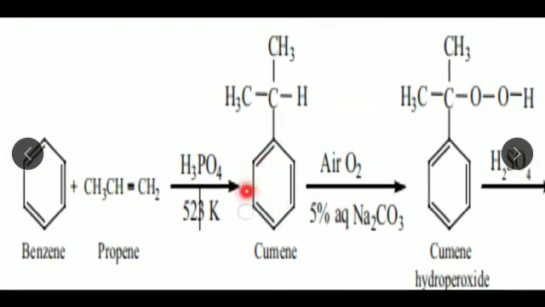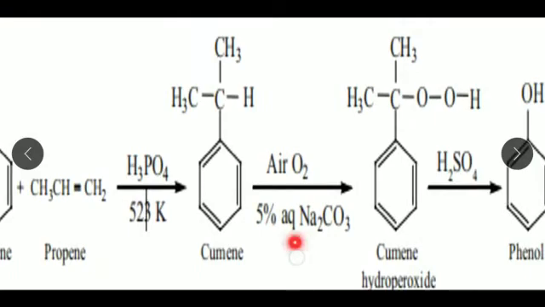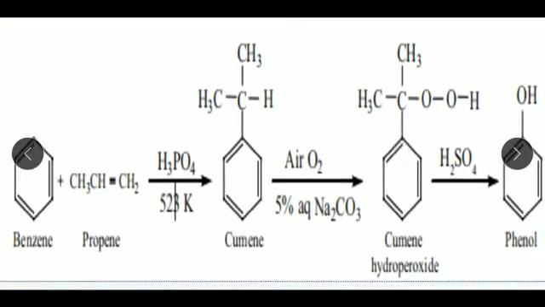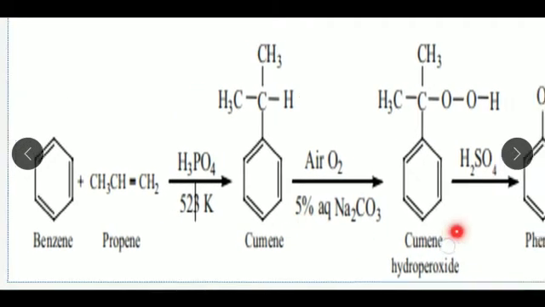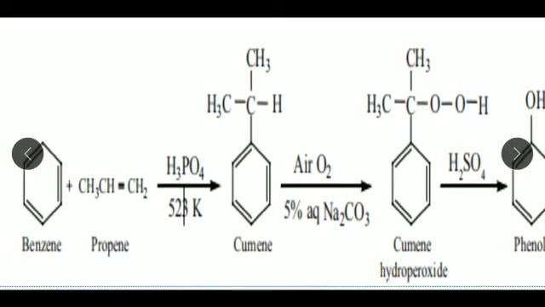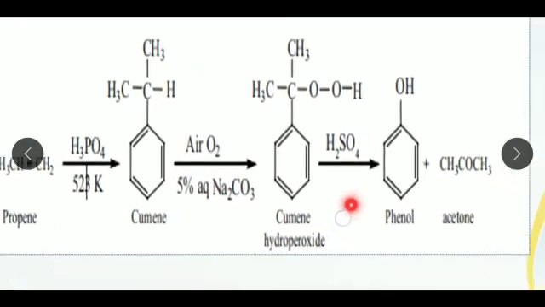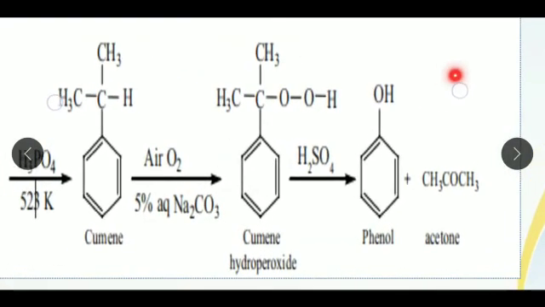So isopropyl benzene. This cumene is then treated with 5% aqueous sodium carbonate with air. We are getting cumene hydroperoxide. It is oxidized as peroxide, COOH. Then it is treated with mineral acid. Here we are using sulfuric acid. We are getting phenol. How?